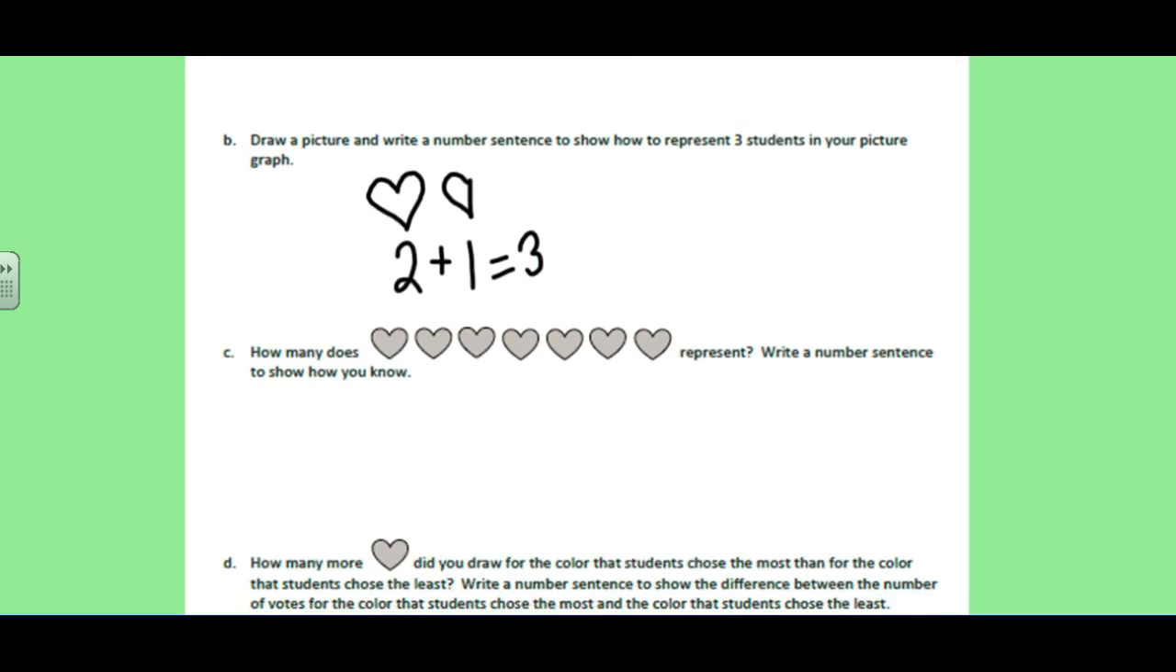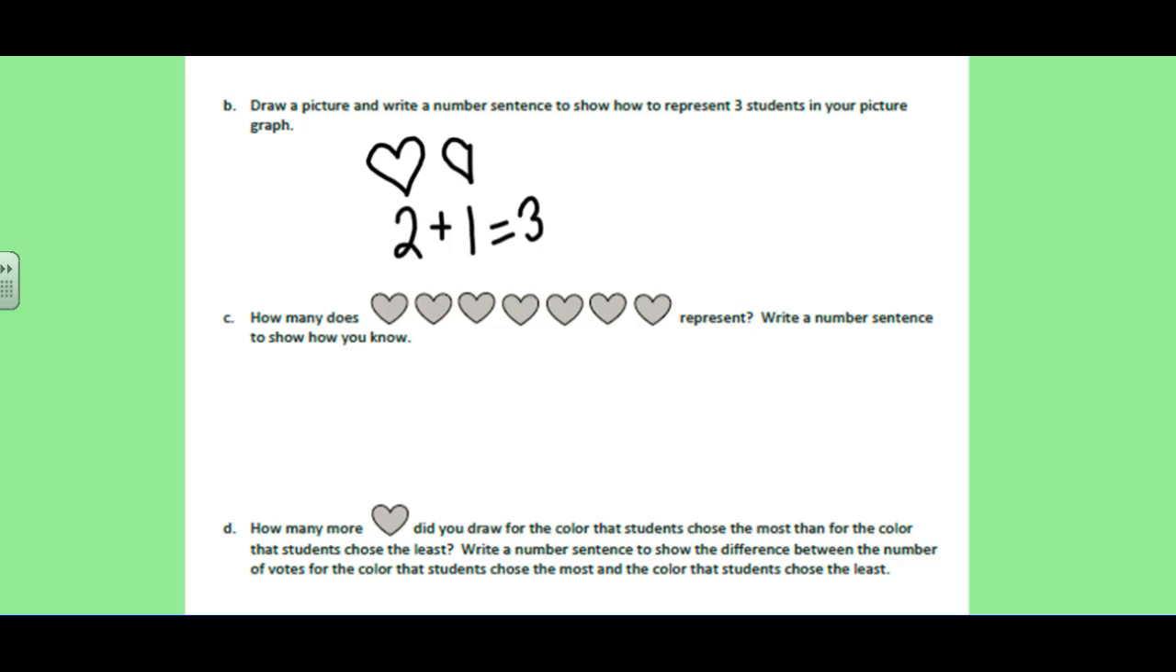We move on to part C for number 4. It says how many does each one of these hearts represent? Remember, each heart represents 2 students, so we're going to have to skip count by 2s on these hearts to figure out how many students would be all together with those hearts. Then it says write a number sentence to show how you know.